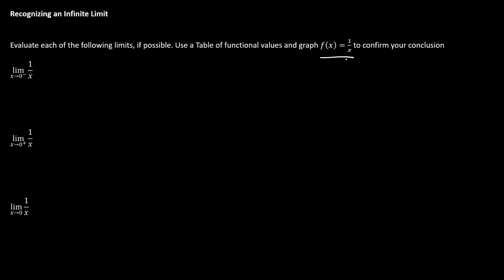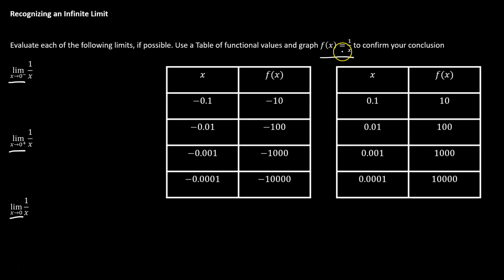First thing we need to do is remember what the table of functional values looks like. We need a bunch of x inputs near the limit that we're trying to evaluate. So we look over at our limit notation. Each one of these 3 limit expressions is talking about x approaching 0. So our table of values needs to center around 0 for the function 1 over x. We can make our table using a calculator, GeoGebra, whatever you'd like. I've already got my table here on the screen.